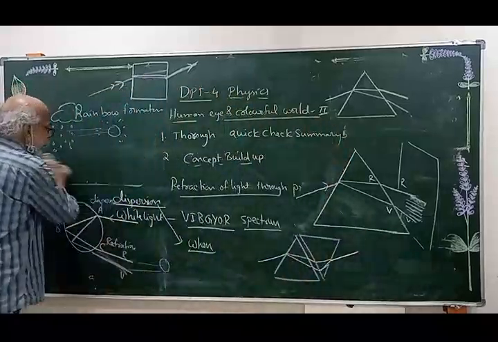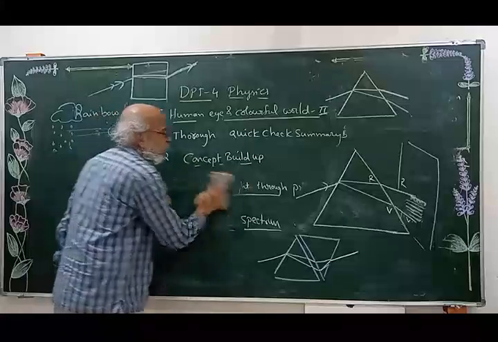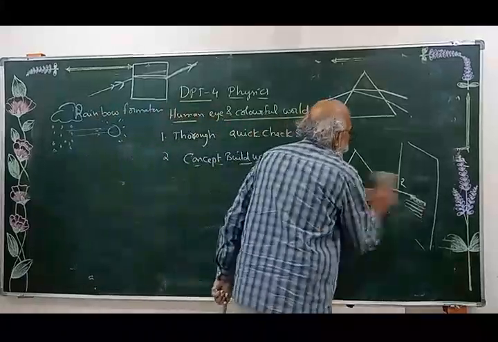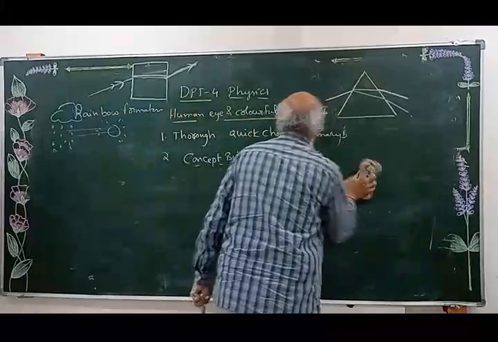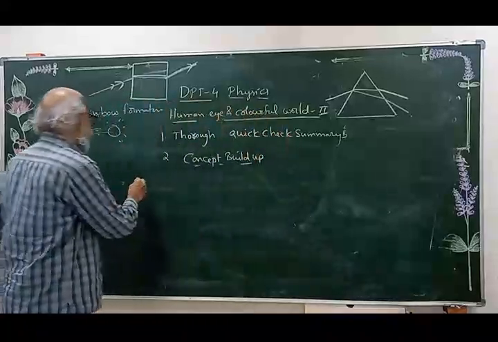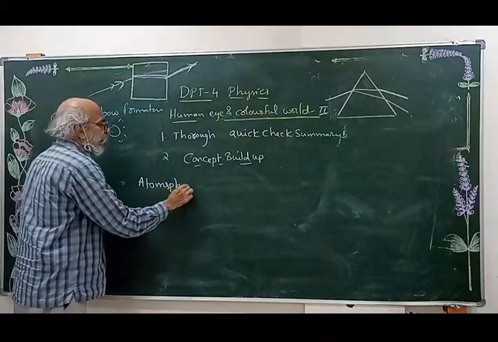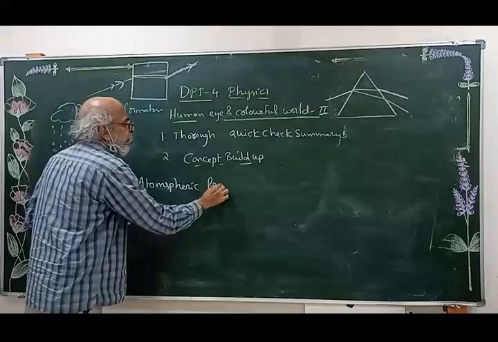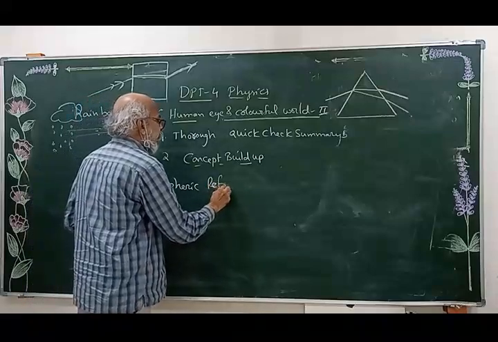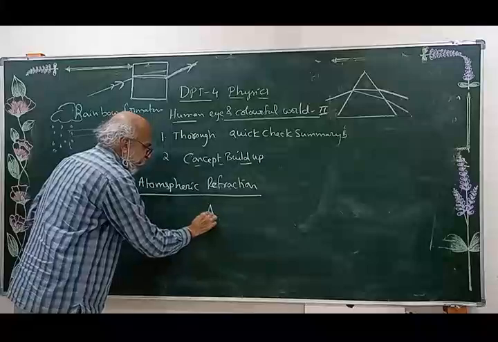Next important thing, after dispersion, what other aspects are taking place in the atmosphere? Number one, atmospheric refraction. What are the important phenomena? Second, after dispersion, emphasize atmospheric refraction. So what are the outcomes of atmospheric refraction? Number one, twinkling of stars.